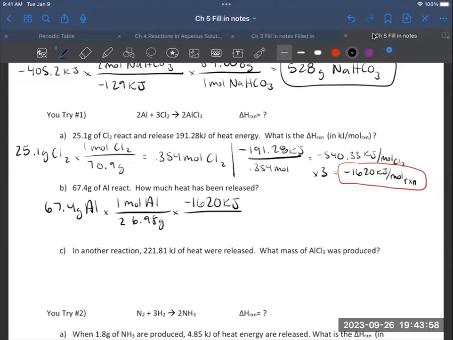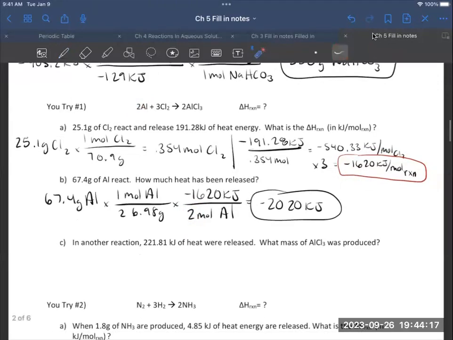And then according to the balanced equation, there are 2 moles of aluminum. Again, I'm getting this 2 from the fact that there's a 2 up here. Once that's crunched out, we can get our answer. It should be negative 2020 kilojoules. So what that tells us is, if we have this many grams of aluminum reacting in this overall equation, we should expect this many kilojoules of energy released when that happens.